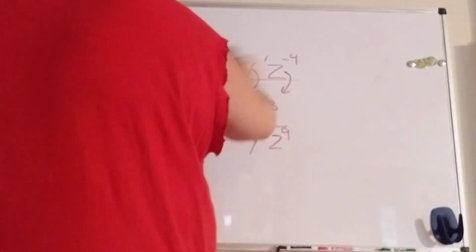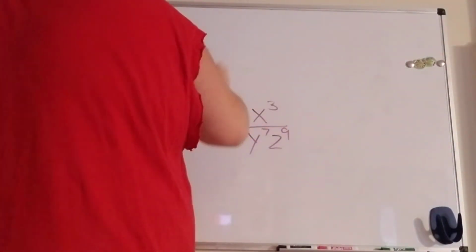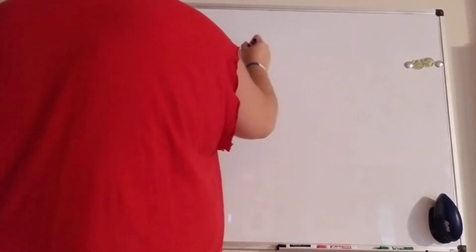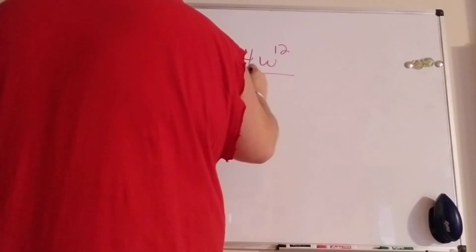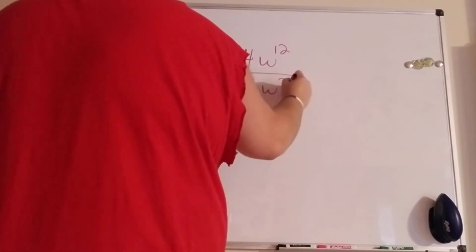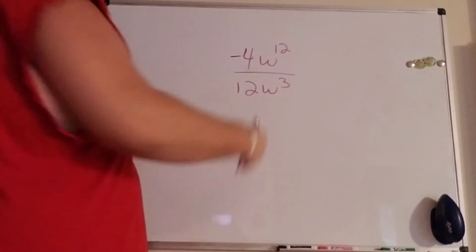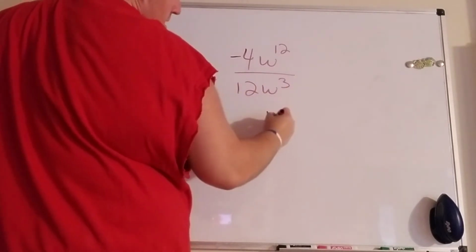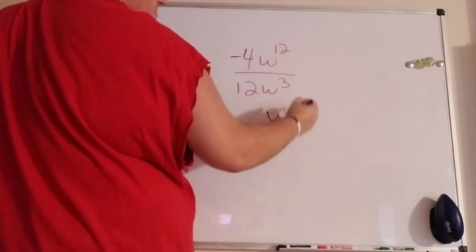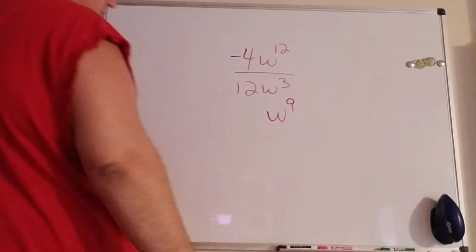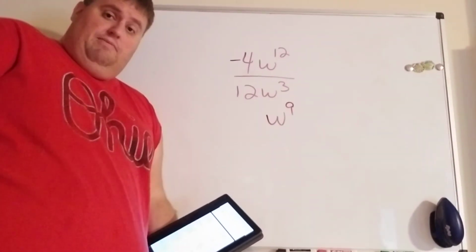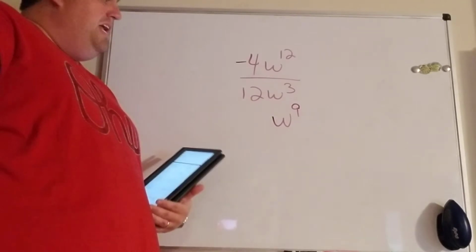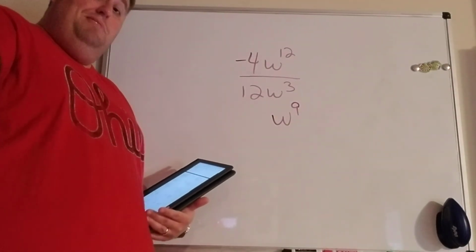14. 14, a lot of people in class had trouble dividing. So we had negative 4, w to the 12th, over 12, w to the 3rd. First off, we have division rule. Keep the base. Subtract the exponents, that's going to be w to the 9th. And then negative 4 and 12 do not have the same base, so we're just going to divide them because it's a division problem. The problem is when I divide negative 4 divided by 12, I get some decimal.